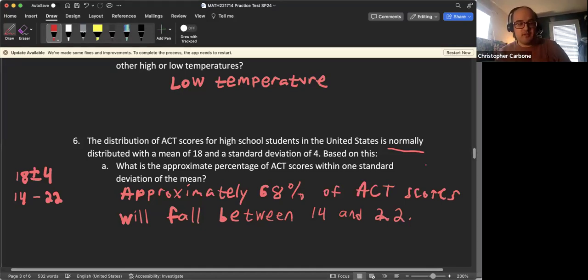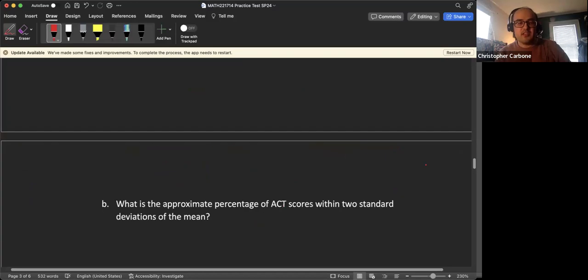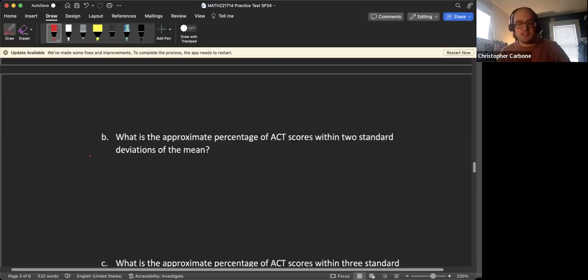Moving on from that one, we have the 2 standard deviations next. So this is 18 plus and minus 2 times 4. So adding and subtracting 8. When you subtract, this will make 10, and when you add, a value of 26. So this would be approximately 95% for the 2 standard deviations.